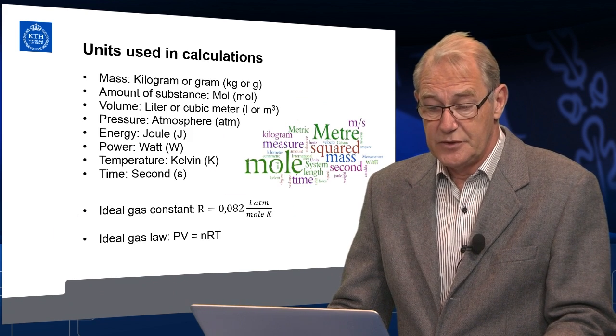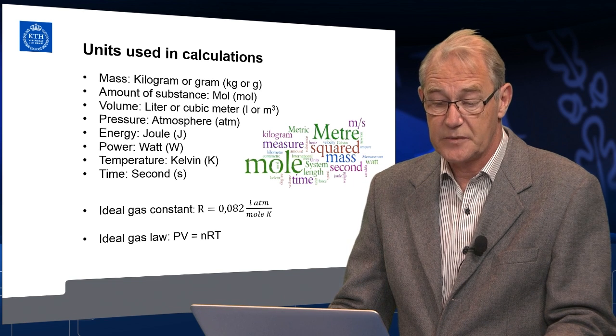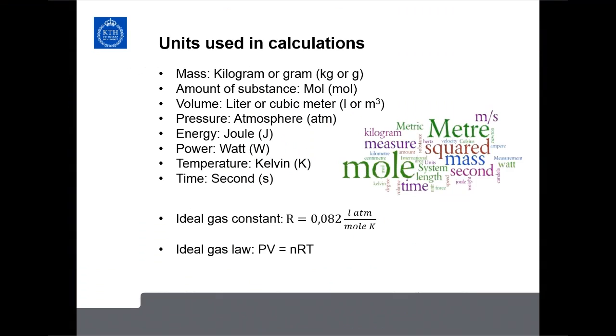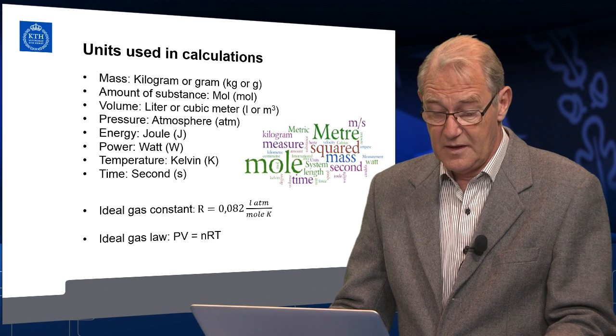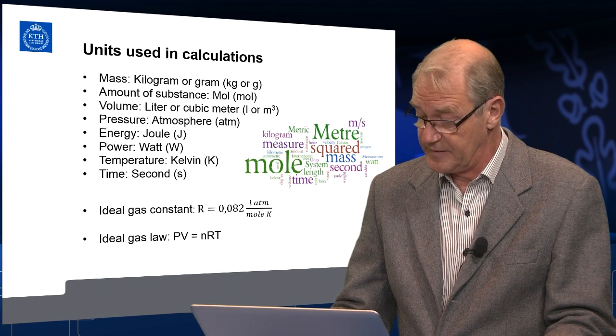The units used in this course are the SI units, which are listed in this slide. I have also listed the ideal gas constant that is used, and note that it is in liter, atmosphere, mole and Kelvin, which is convenient for the coming calculations. And we have the ideal gas law, where the R is incorporated.